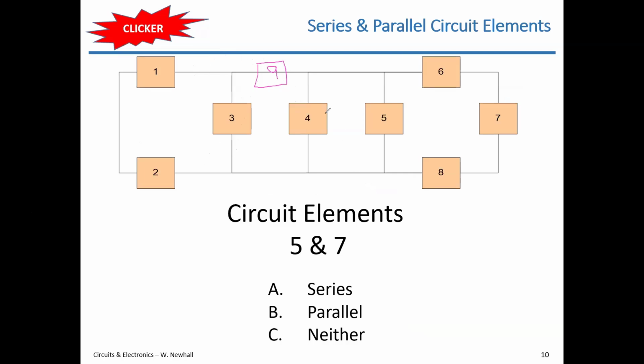And then which nodes does 4 connect to? Well, 4 shares that bottom node with number 3, but it's a completely different node. 3 does not connect to this node here. So at the top, 3 and 4 do not share a common node. So would they be series, parallel, or neither? Neither, because the current that came out of 4 wouldn't necessarily go down through 3.